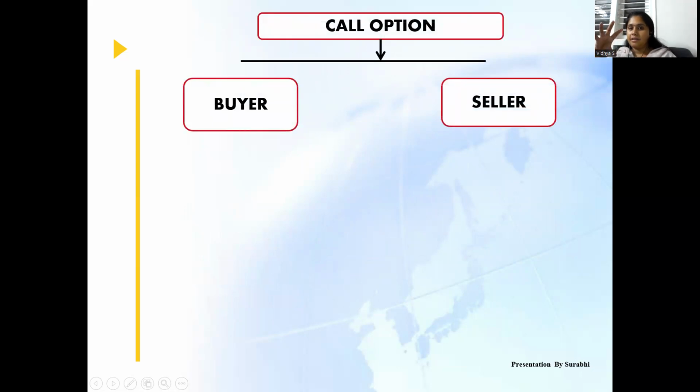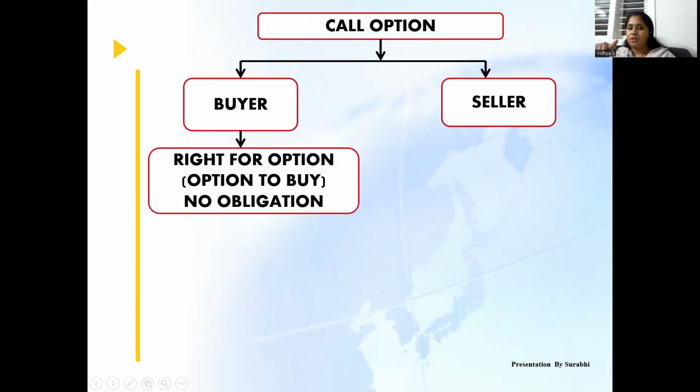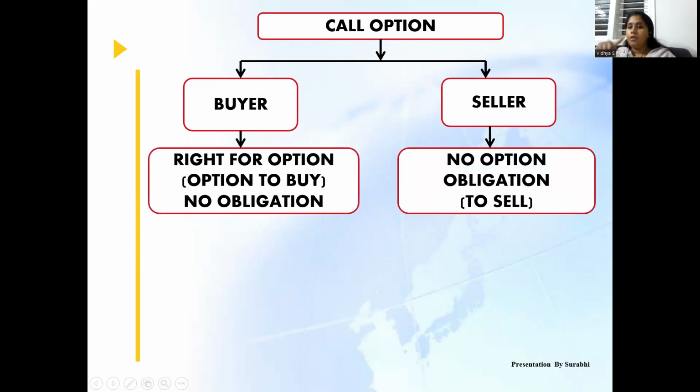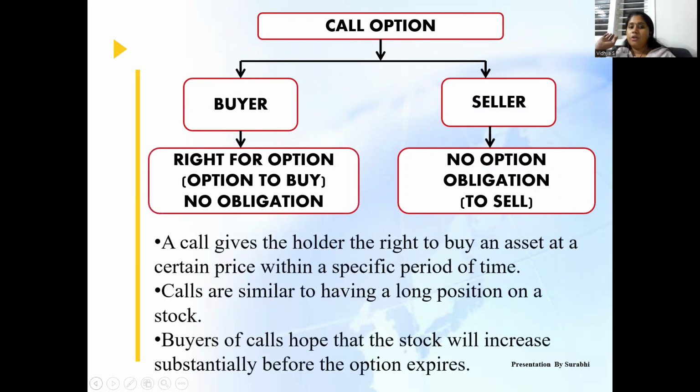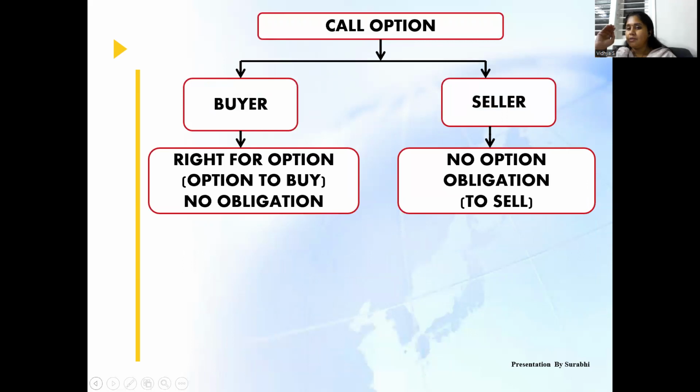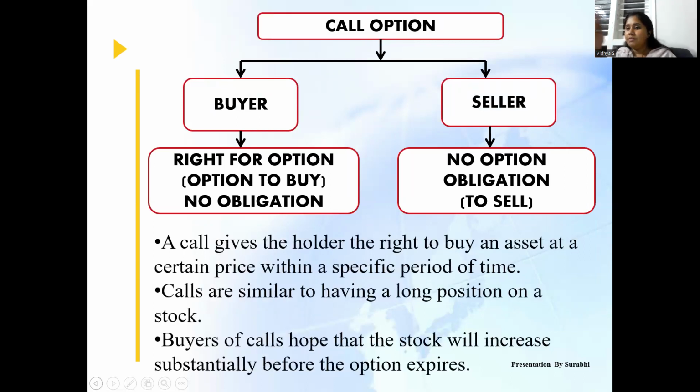So this is the basic thing. A call option is a right for the option to buy, no obligation for the buyer, the obligation is for the seller. A call gives the holder the right to buy an asset at a certain price within the specified period of time. As I told you, that is within the given three months of time if you're buying. Calls are similar to having a long position on a stock. Buyers of calls hope that the stock will increase substantially before the option expires.